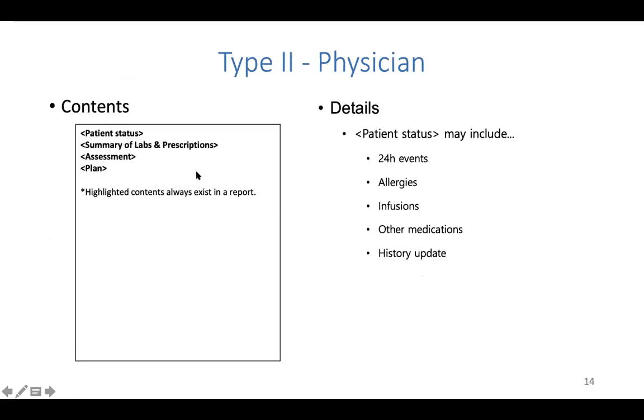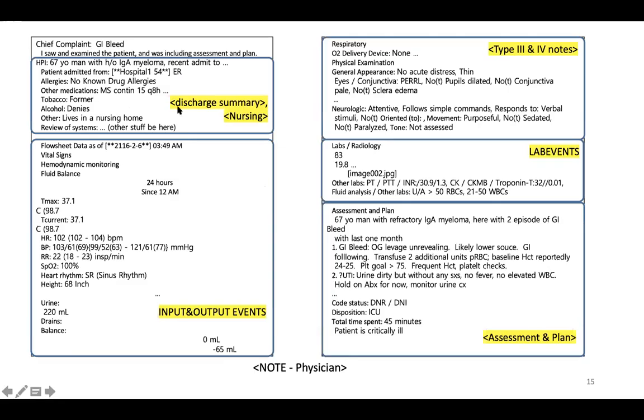Typically, this is the format that you see: patient status, summary of labs and prescriptions, and assessment. The doctor would come to you, assess your condition or status, and say something about that, and then make a plan for what to do with you based on the assessment. So this would be a typical physician note, and there is some overlapping information from other notes, like nursing notes, discharge summary, input-output events, and lab events. Those are overlapping information, and then these are the assessment and plan.